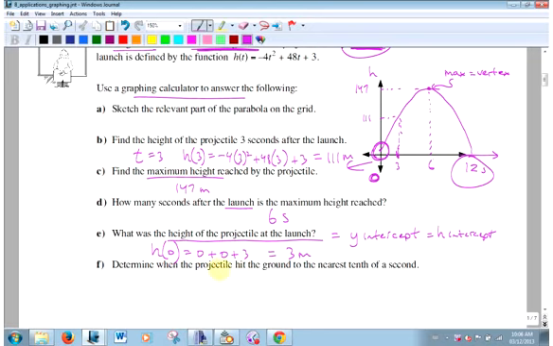Determine when the projectile hit the ground to the nearest 10th of a second. What's the name for that? Dannon? The x-intercept. Yeah, that's where it hits the ground. That's a 0, right? What's another word for a 0? A root. What's another word for that? You already said it. X-intercept. Okay? That's important. This doesn't say anything like that, but that's the concept for this question. When does it hit the ground? That's an intercept. That's a 0.